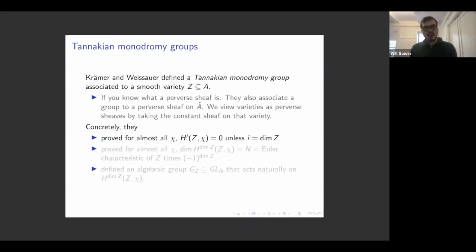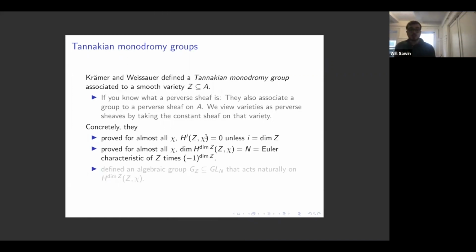So that's a little bit abstract. Let me try to make it more concrete. So one part of their theorem is that for almost all characters chi, you'll get the twisted cohomology of any variety Z, twisted by chi. This will vanish in every degree except for the middle degree, dim Z. So it's a very common phenomenon in geometry. The most interesting cohomology groups are in the middle degree, and here that's extremely true, where the cohomology groups outside the middle degree just vanish.